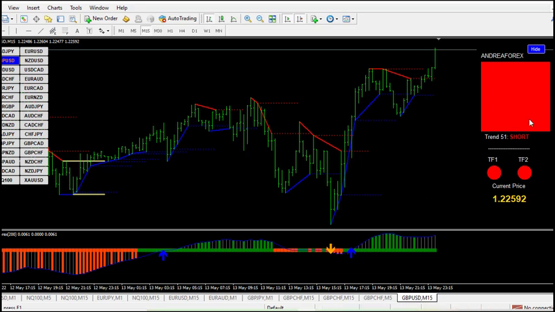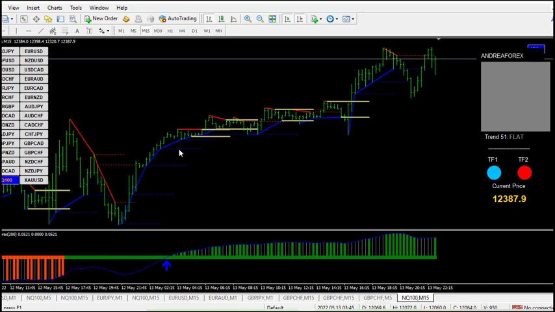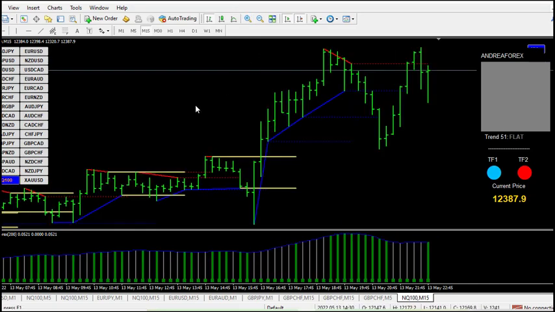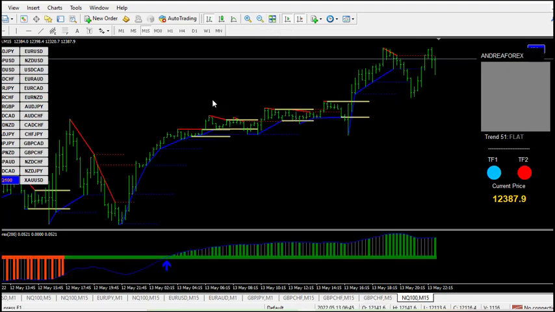Now we have a sell signal, so the only trade that we should take is actually a sell. Let me check another pair with a clearer signal. All right, let's use this Nasdaq. At this point we have a buy setup from 15 minutes. Here the first time frame is buy, this one is sell.